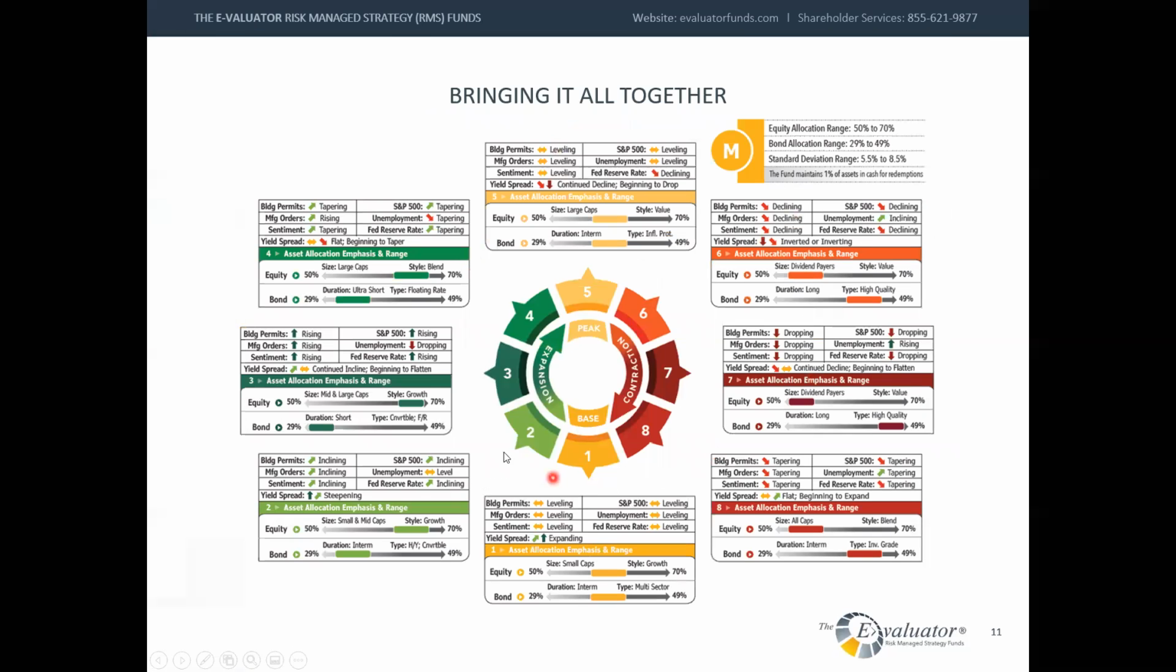Bringing it all together, what you would see would be zone 3. If we saw all of these indicators performing in this manner, we would have the slider maximized over to the right for equities, minimized to the left for bonds, and then you could see the categories of investments we'd be interested in retaining.